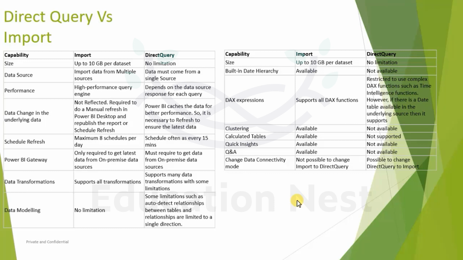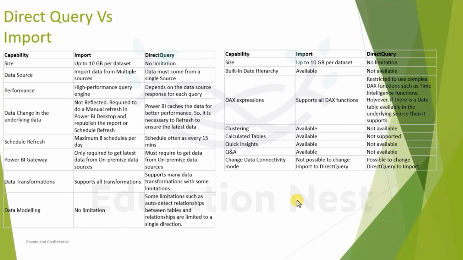And then direct query has caches. When you say dual data, it has caches of data for better performance. So it is necessary to refresh to ensure the latest data. For a scheduled refresh in import, it is up to 8 scheduled refreshes that can happen, whereas in direct query you can schedule as often as every 15 minutes. So the scheduling mechanism is awesome in direct query, whereas there is a limitation on the number of scheduled complete refreshes which is possible in the import.